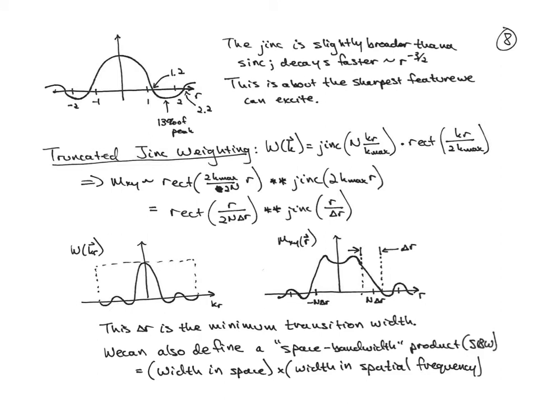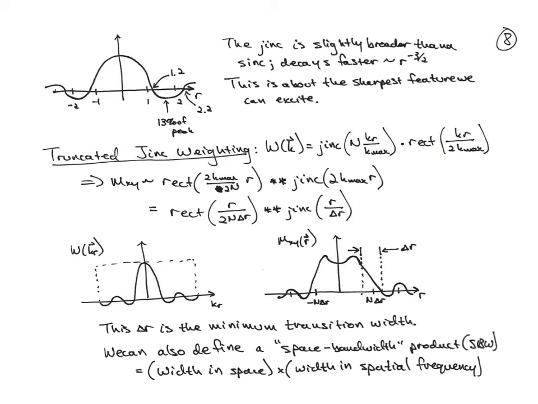The jinc function is slightly broader than a sinc function, but it decays faster with r to the minus 3 halves. So the first crossing is a little bit wider. It crosses at 1.2 instead of 1 for a jinc function, but then the side lobes are a little bit smaller. We could also do a truncated jinc weighting in the k-space domain, where we apply a jinc as a function of k also to a rect function.